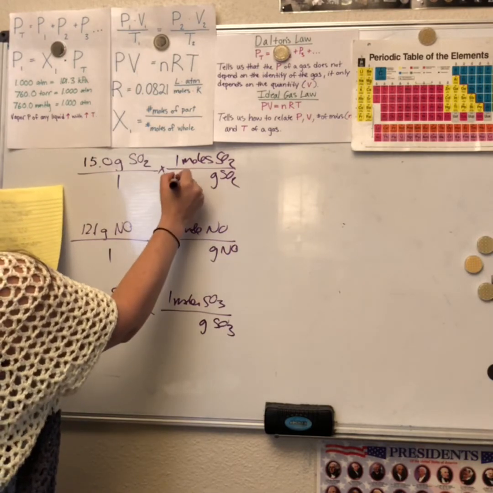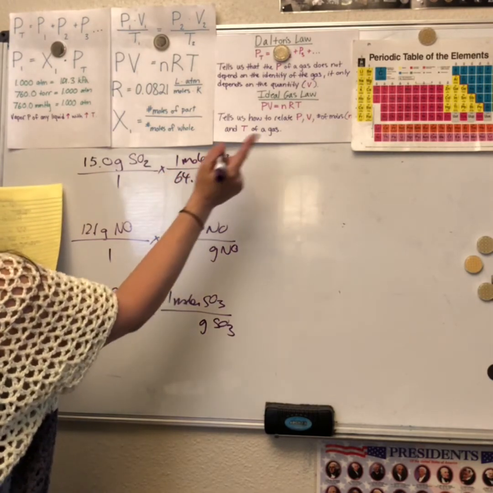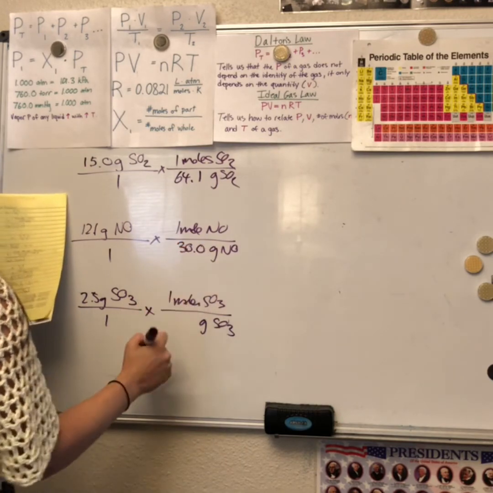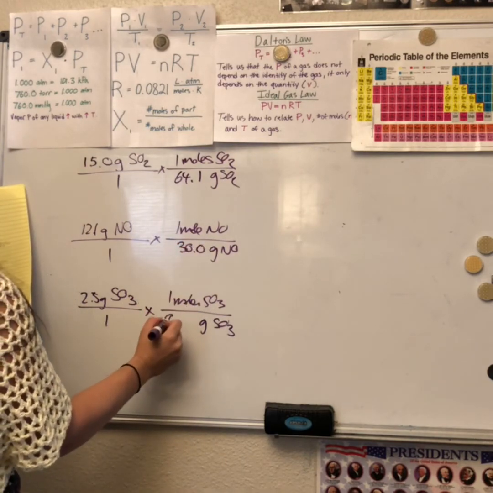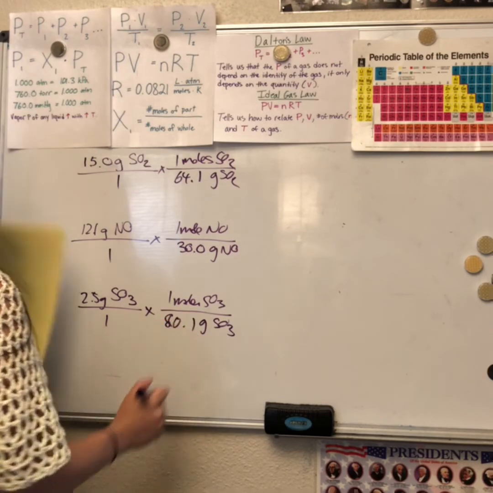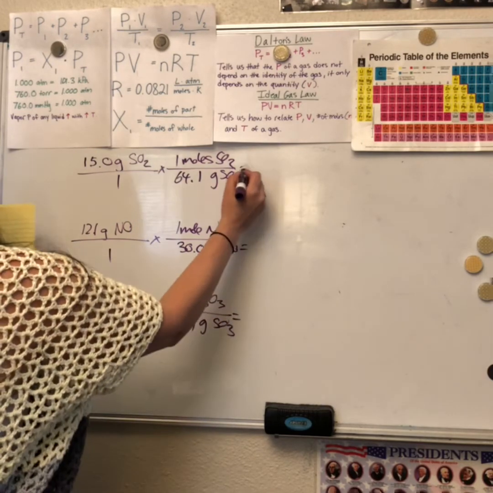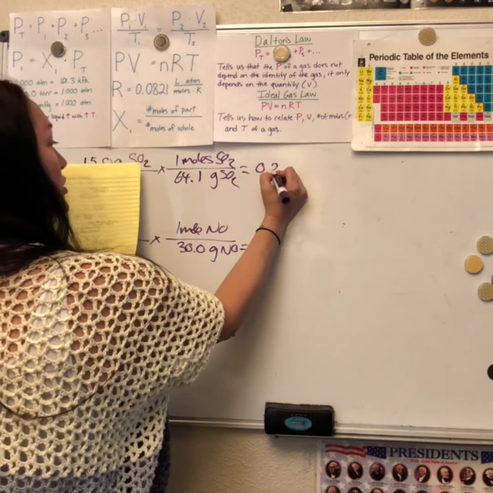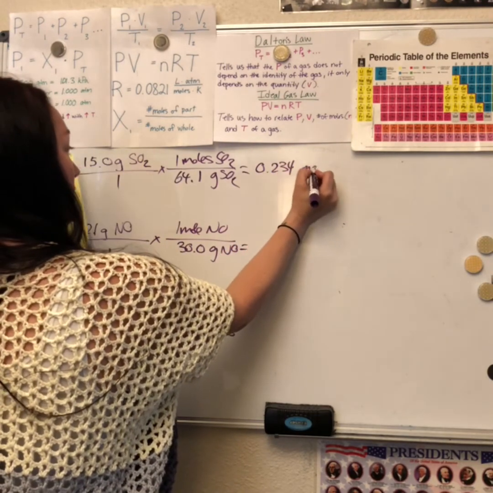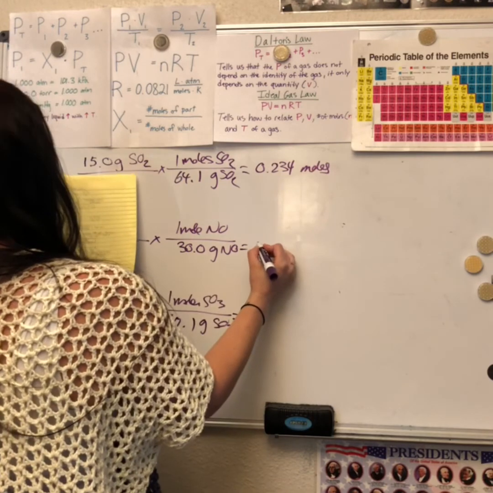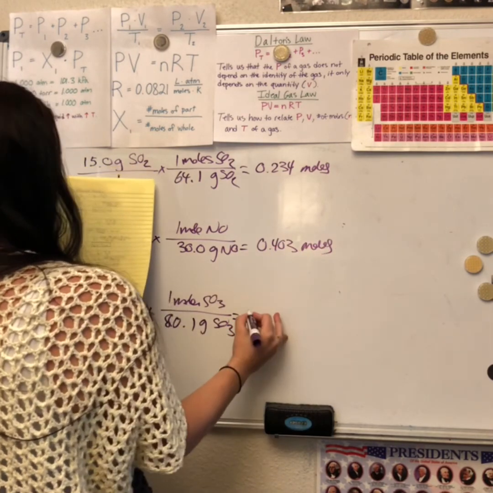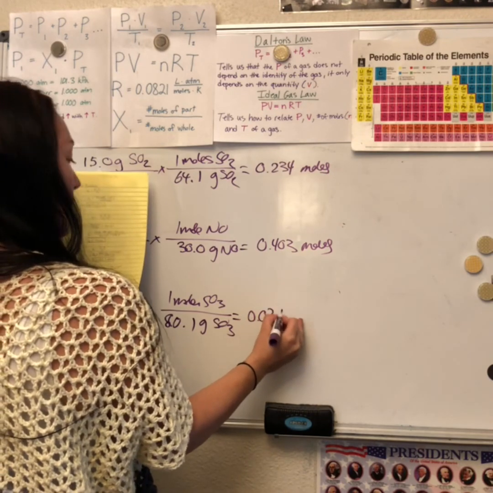So the first one is 64.1. I got it off that. I'm going to grab the second one, 30.0, and the last one, 80.1. Okay? So if I crunch these out, I'm going to end up with the moles. So I have 0.234 moles. Okay? Here I have 0.403 moles. And here I have 0.031 moles.